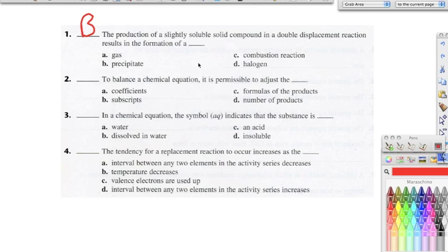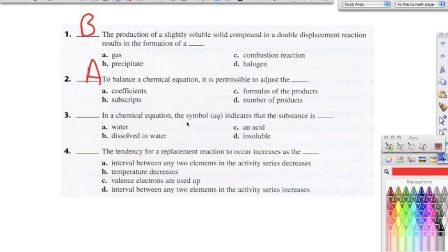That's a precipitate. Now, number 2 says to balance a chemical equation, it is permissible to adjust the... Anytime we're adjusting the coefficients, that's how we balance a chemical equation. So the answer would be A. We adjust those coefficients, the numbers in front of the formulas.